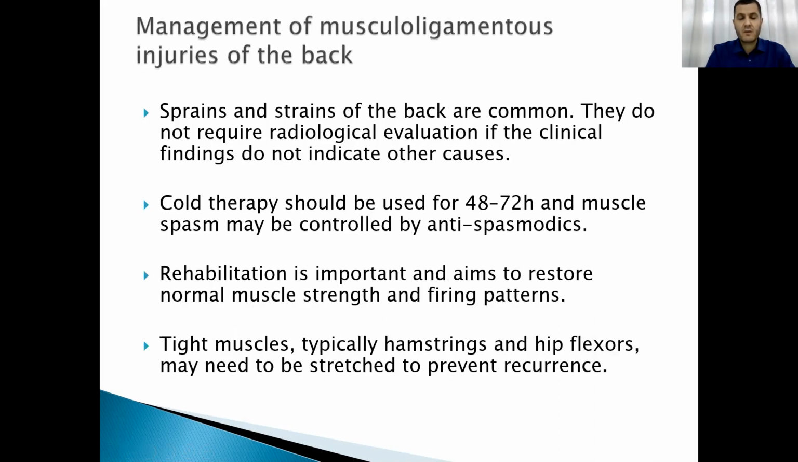Okay. How do you manage musculoskeletal injuries of the back? It's easy. Sprains and strains of the back are common. They do not require radiological evaluation. Only cold therapy should be used, and muscle spasm can be controlled by painkillers. Rehabilitation later on is important to restore normal muscle strength and firing patterns. Tight muscles like hamstrings and hip flexors may need to be stretched to prevent recurrence of musculoskeletal injuries like sprains and strains.